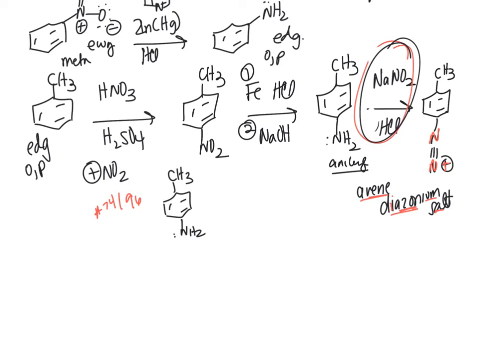So let's do our Lewis structures. So you have NaNO2. Na is a positive, so what does that look like? What does your nitro look like? Right? So there's your sodium nitrite, and then you react this with HCl.